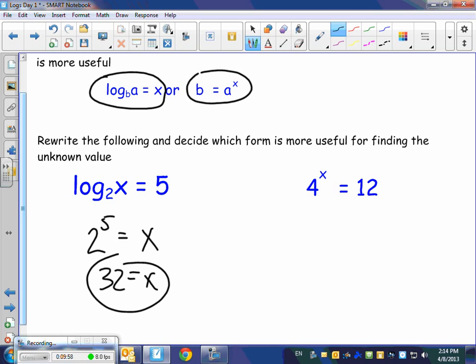Okay? The point of this is as follows. These two equations are equivalent. They mean the same thing. If a log is useful, use a log. If an exponent's more useful, use an exponent.